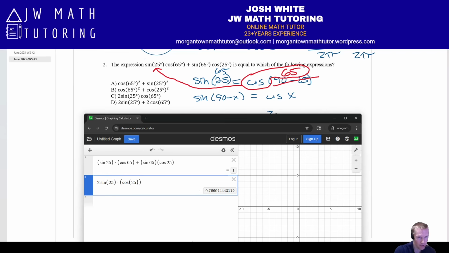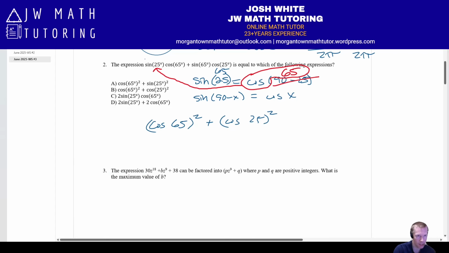Answer choice C here, you get a number other than 1, so that's wrong. And now answer choice D, let's put a plus here, let's put a 2 in front, and this needs to be 65: 2 sine 25 plus 2 cosine 65. Again, this is not 1. This is something different. So that just confirms the correct answer is B. That's how you could do this entire problem in Desmos, just by matching the value of the given expression to each of the answer choices.